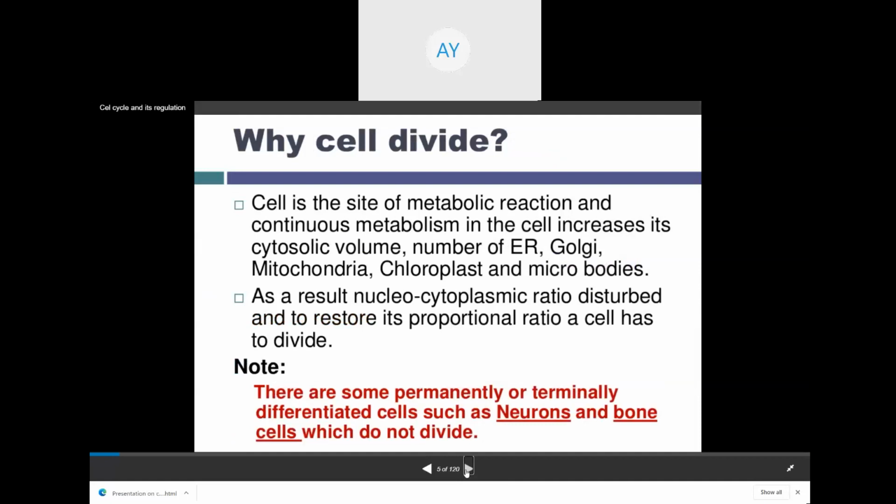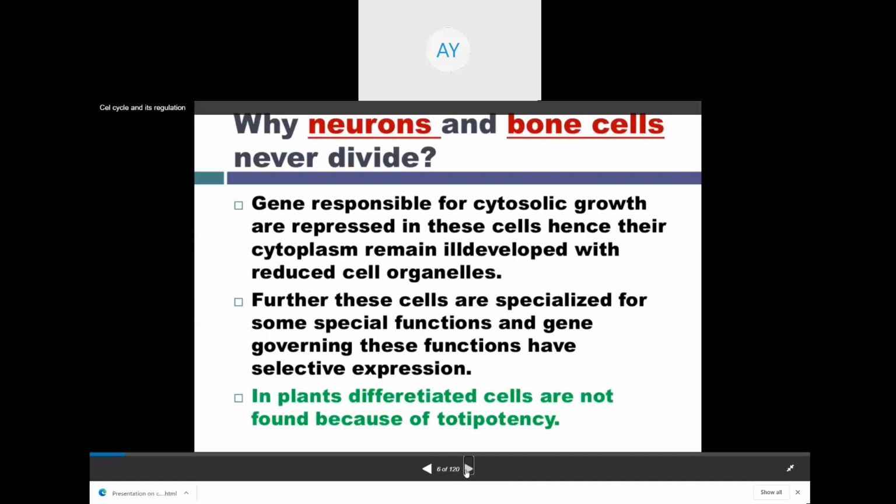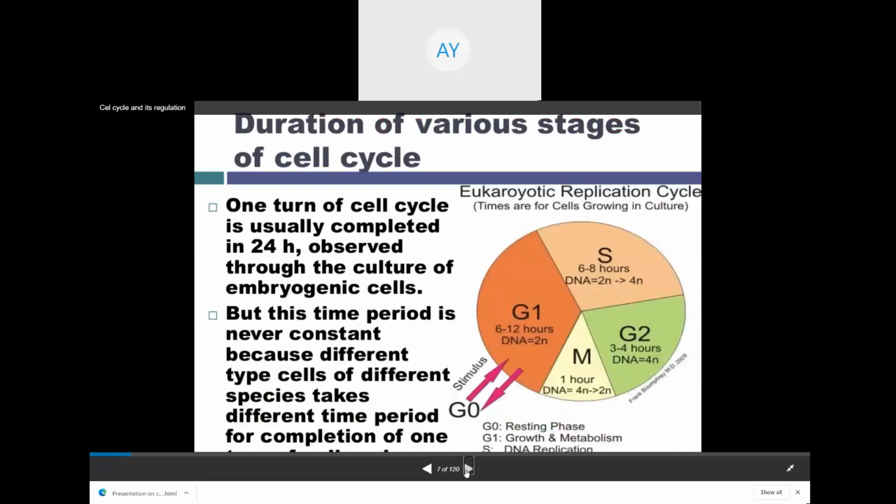So every cell is going to divide in your body or in the plant body, during a certain process. Just see the duration in hours in this pie chart. The starting point is known as the G1 phase. G1 phase generally takes 6 to 12 hours, and the chromosome number is 2n, just like a somatic cell.